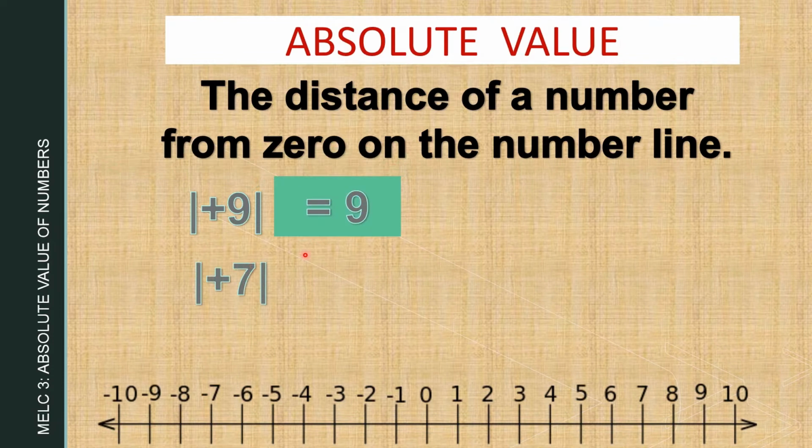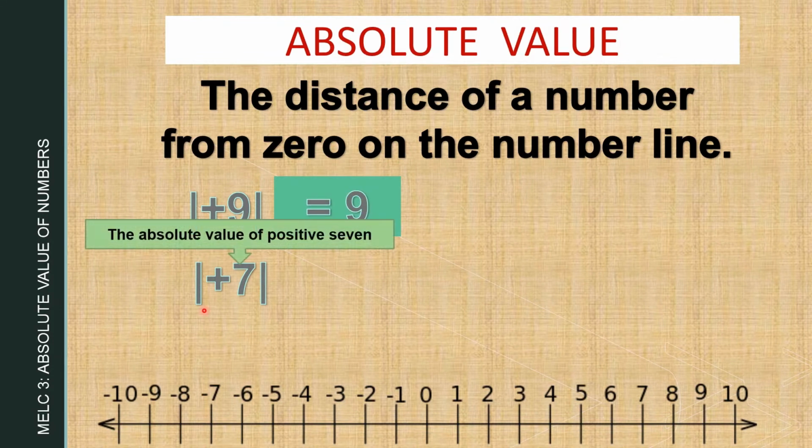So how about this? We read this as the absolute value of positive 7. So again, positive 7 is located here at the right side of 0. And if we count from 7 to 0, that's 1, 2, 3, 4, 5, 6, 7. And if we start counting from 0, that's 1, 2, 3, 4, 5, 6, 7 units away from 0. So the absolute value of positive 7 therefore is simply 7.